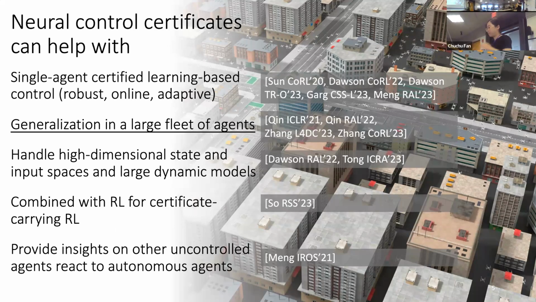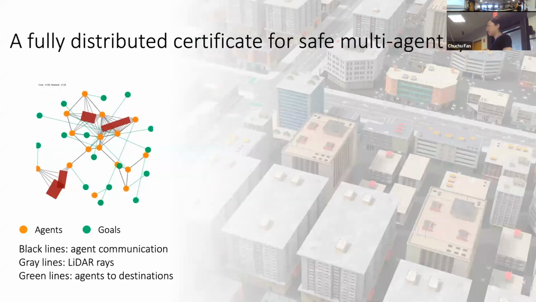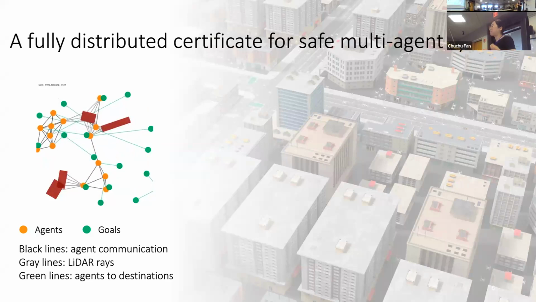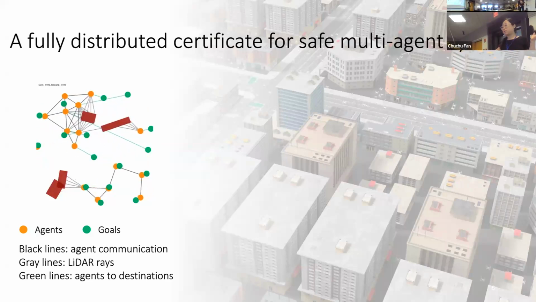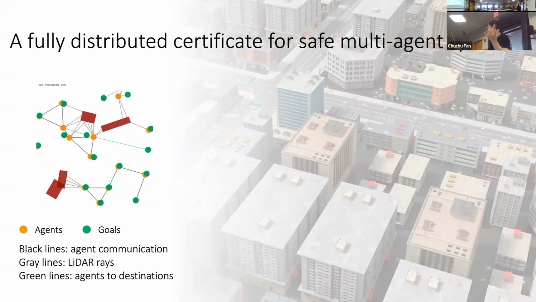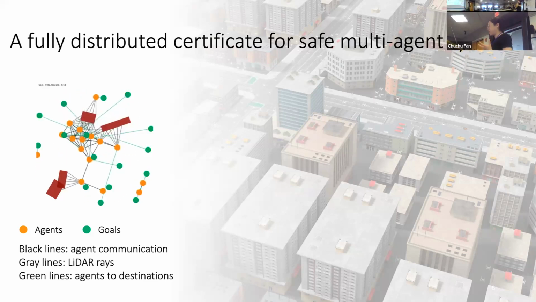But for the rest of the first half of the talk, I would like to show you why we love neural certificates and how they can generalize to a super large fleet of agents. So with that, let me tell you the problem setup first. We're looking at this multi-agent navigation problem. On the left here is an animation showing the problem. We have a bunch of agents, represented using the orange dots, and they want to go to their destinations. Each of them is already assigned a destination.